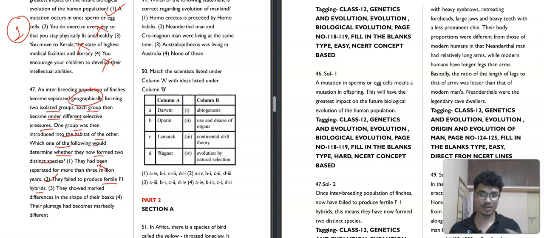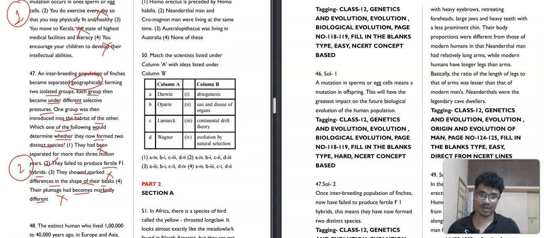That means that when two organisms can reproduce with each other, that is called a semi-species. If they can't produce fertile offspring or a fertile hybrid, that means they are now completely different species. They showed marked difference in the shape of their beaks. That is also not it. Then their plumage has become markedly different. That is not correct. These are lesser variations, but the most important thing is reproduction. So the second option will be your correct answer.